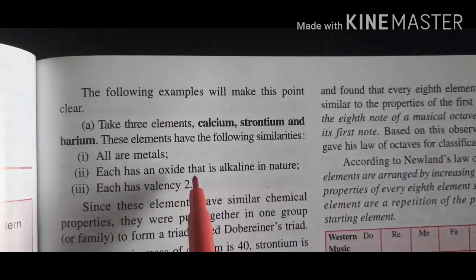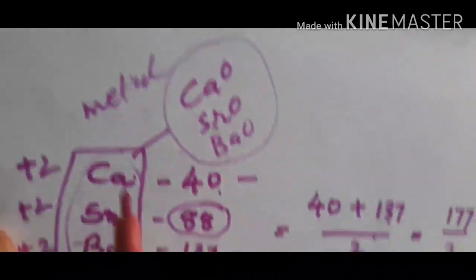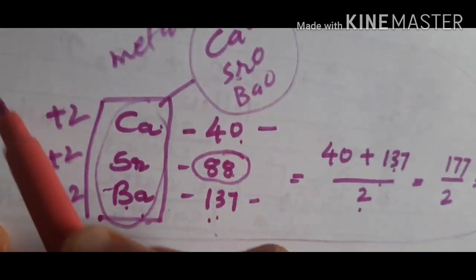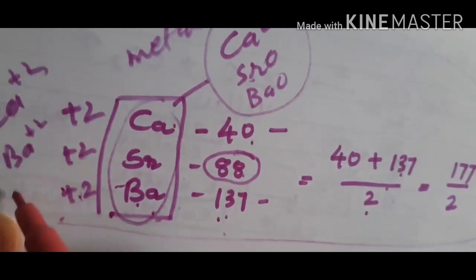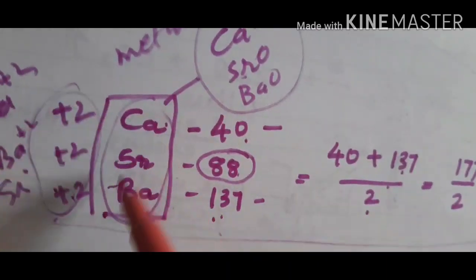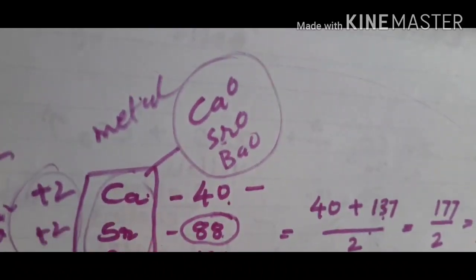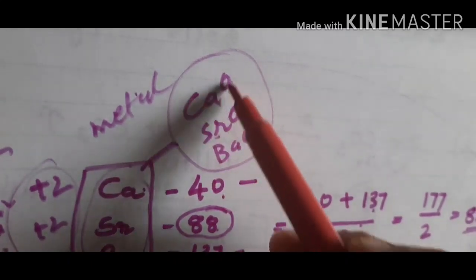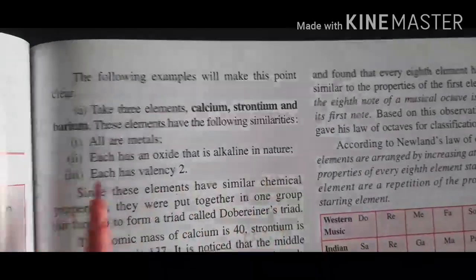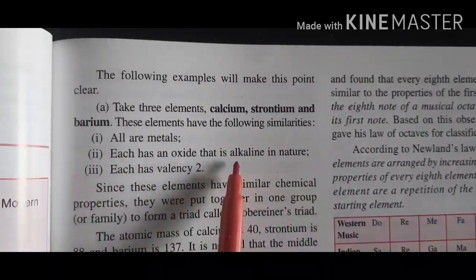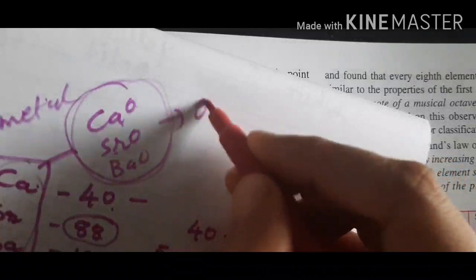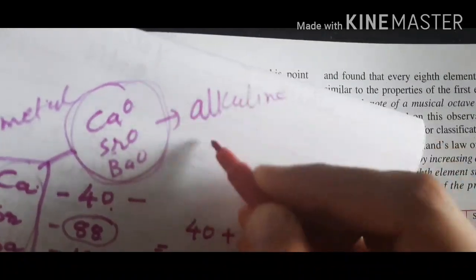As I told you before, calcium, strontium and barium all have a plus 2 valency. We write Ca plus 2, Ba plus 2, Sr plus 2, right. So all three have a plus 2 valency, all three are metals, and all three form oxides, which means calcium oxide, strontium oxide and barium oxide have the same characteristic. All three oxides are alkaline in nature.